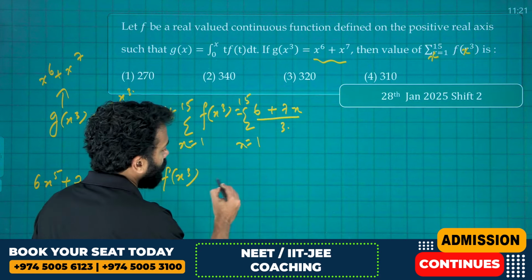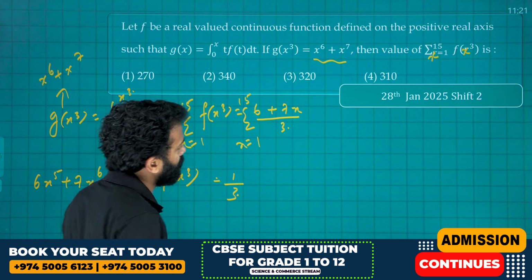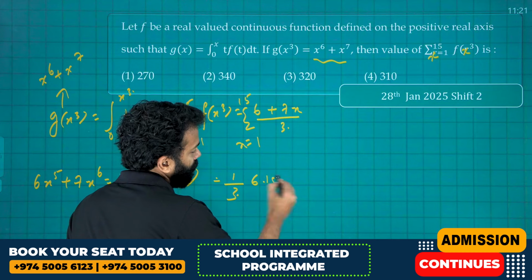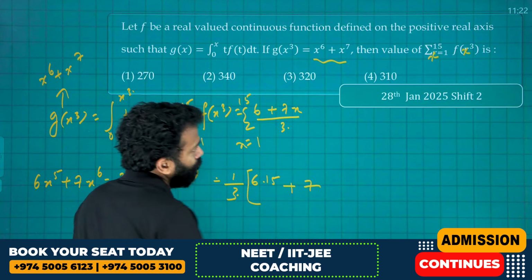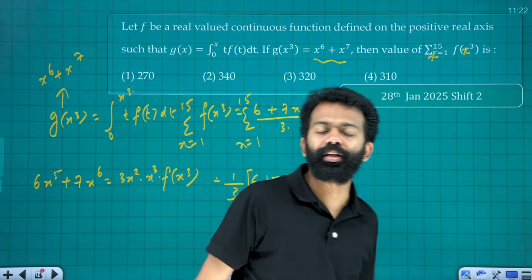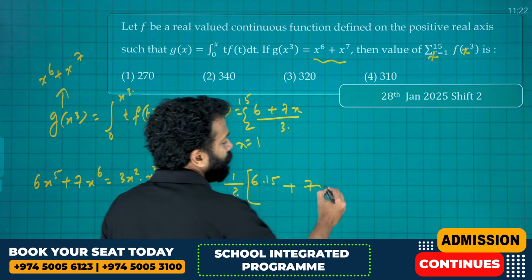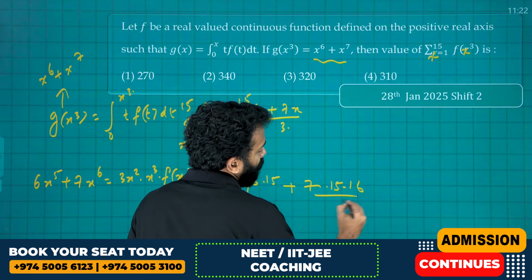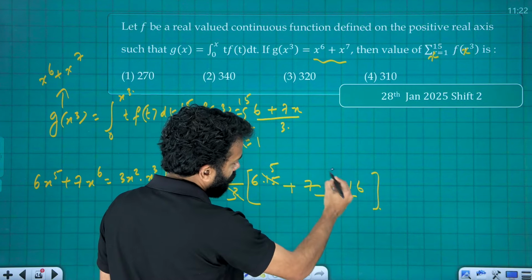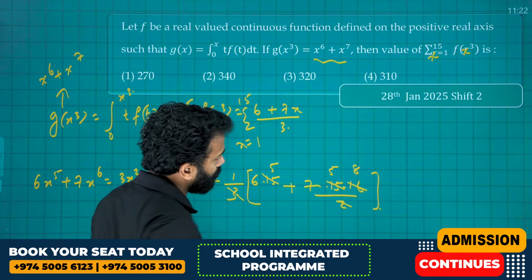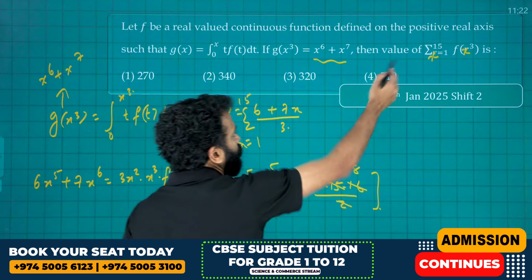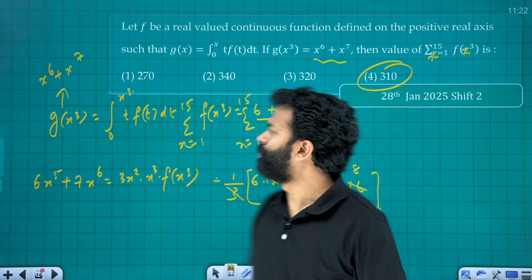So we can take 3 outside, 1 by 3 into the summation for x equal to 1 to 15 of 6, that is 6 into 15, plus 7 into the summation of x from 1 to 15, that is 1 plus 2 plus 3 up to 15, the sum of the first 15 natural numbers, which is 15 into 16 divided by 2. Cancel with 3, that is 5. And here also with 3, it will be 5, and with 2, it will be 8. That is 8 into 5, 40. 40 times 7 is 280. 280 plus 30 is 310. Therefore, the final answer is 310. Very easy one.